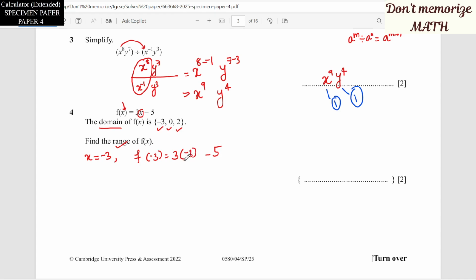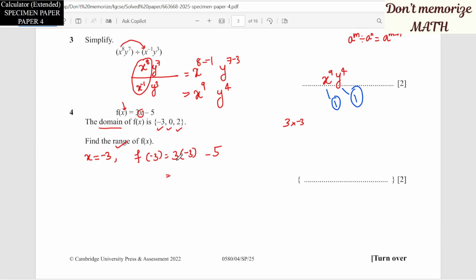Otherwise, if you are writing 3 times minus 3 like this, it is correct actually, but sometimes you might forget to write a multiplication sign, or by mistake 3 minus 3 will become 0. I'm not telling about everyone, but by mistake, and we have short time, right? So we can make mistakes like that. So make sure, especially if you have a negative number, put a bracket.